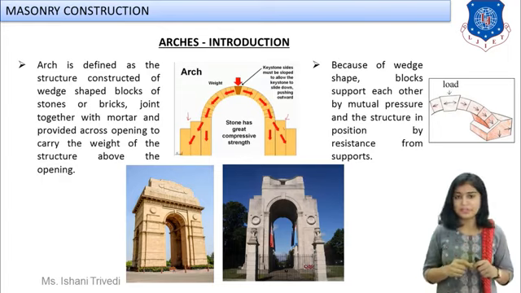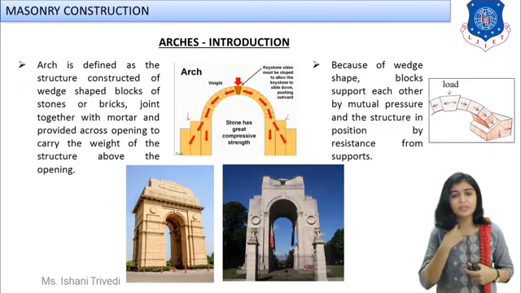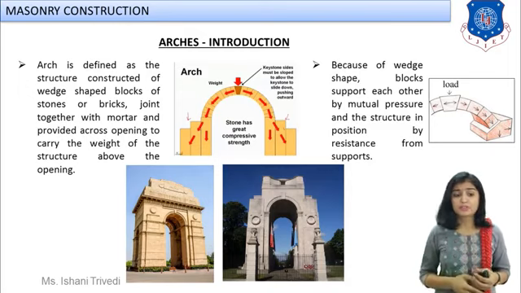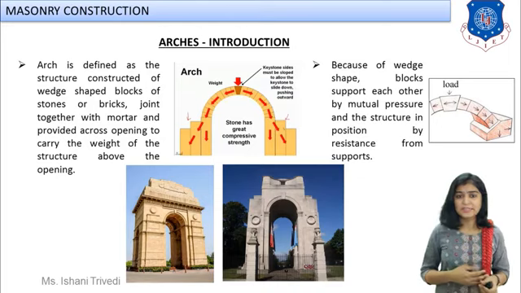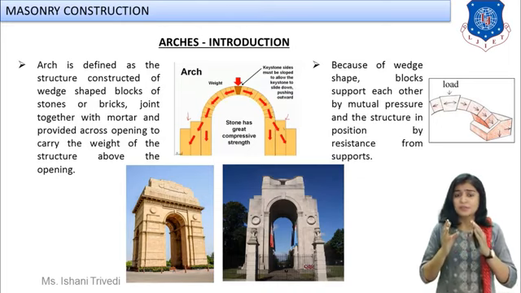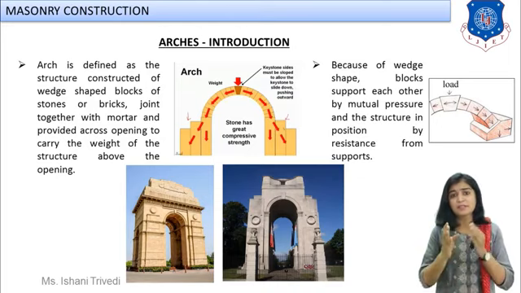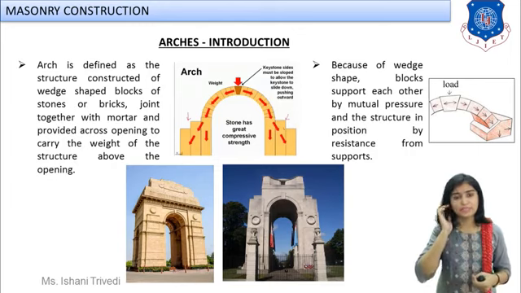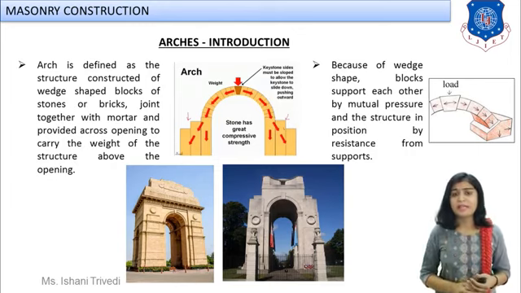Obviously the bonding between them will be done with the help of cement mortar or lime mortar, and what does it say? It is provided across the opening to carry the weight of the structure above the opening. This is what I discussed right now in simple terms. The full thing which I discussed in simple terms is shown in technical words over here. This is how you are supposed to write down the technical definition of an arch construction. What else does it say?